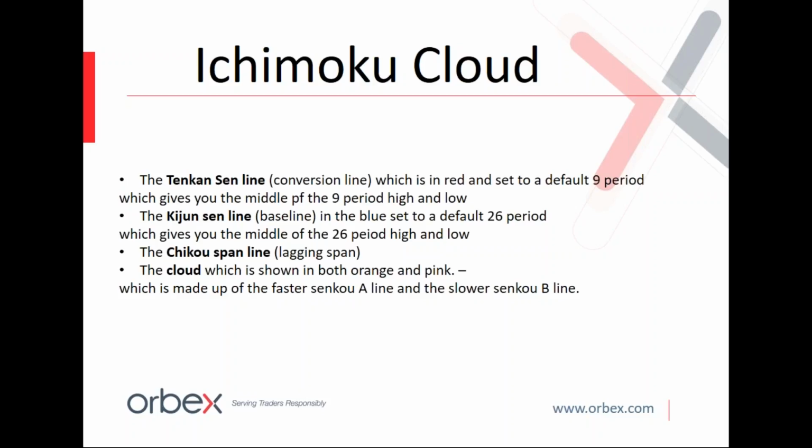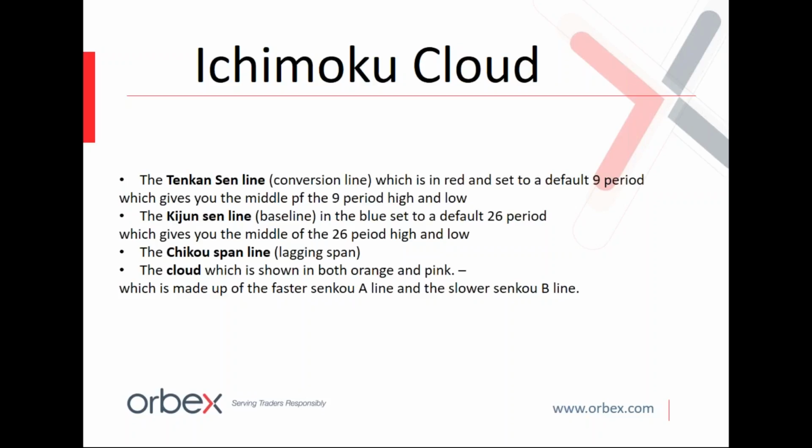Well, the indicator is made up of 4 parts. So we first of all have the Tenkan Sen line, which is the conversion line. And this is set to a default 9 period, and it will be shown on my chart shortly in red. And this gives you the middle of the 9 period high and low. We then have the Kijun Sen line, which is the baseline, and that will be shown on the charts in blue. And this is set to a default 26 period, giving you the middle of the 26 period high and low. We then have the Chikou Span line, which is the lagging span line.